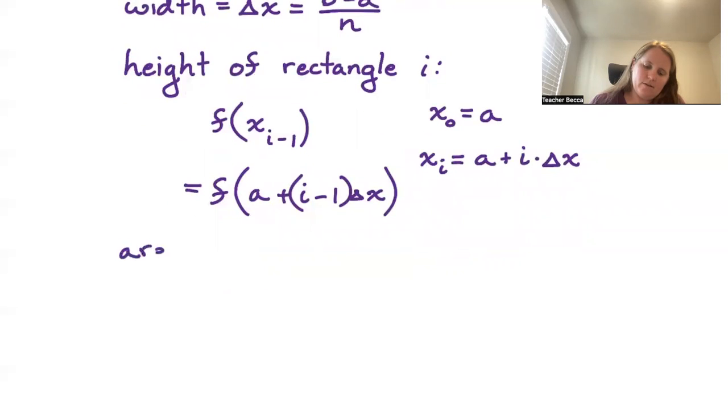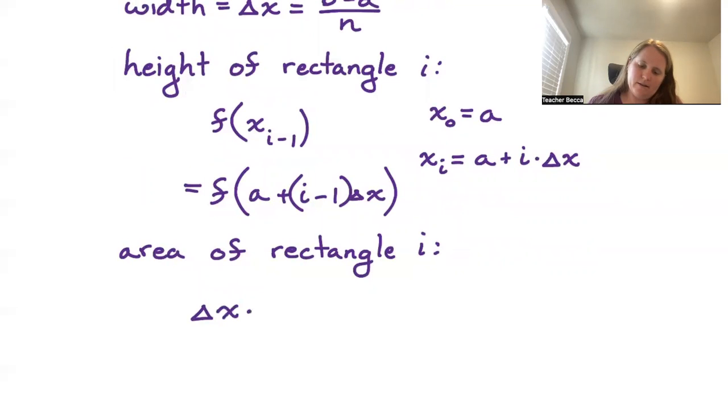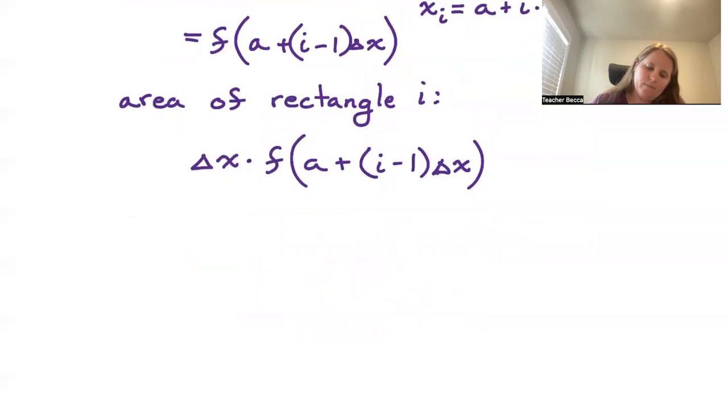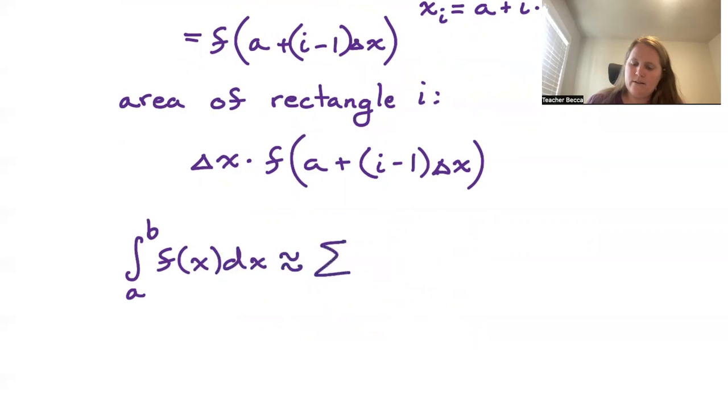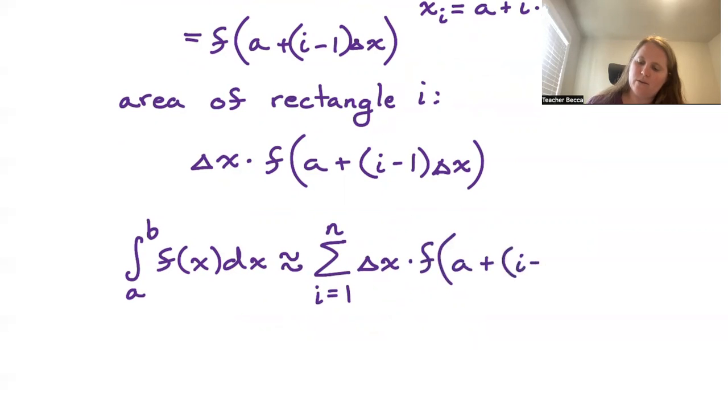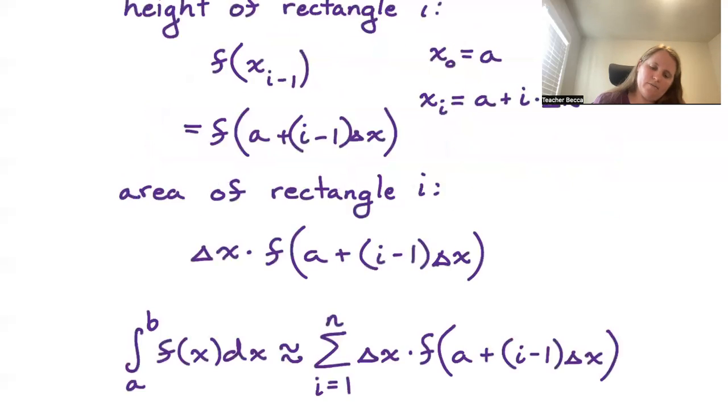And so the area of rectangle i would be delta x times f of a plus i minus 1 times delta x. And so our definite integral from a to b of f of x dx is approximately the sum from i equals 1 to n, there's our n rectangles, of delta x times f of a plus i minus 1 times delta x.